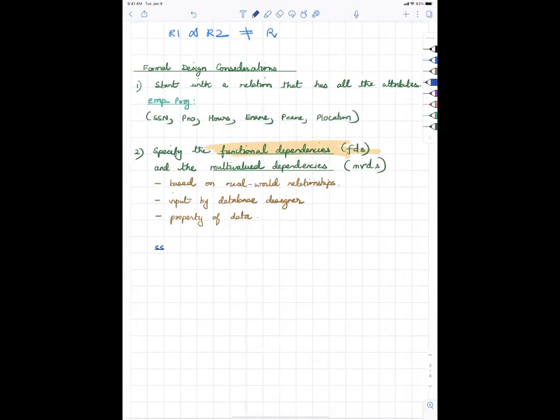So since I said that once you're given the social security number of a person, you know the name of the person, the social security number will determine the e-name, the employee name. So that's what you would say. You would say that social security number functionally determines e-name. Or you can also say that e-name is functionally dependent on social security number.